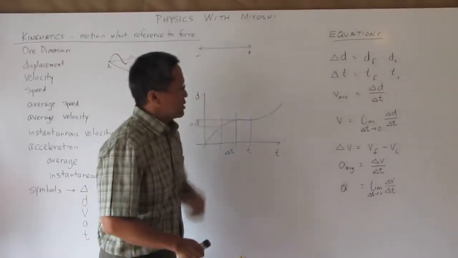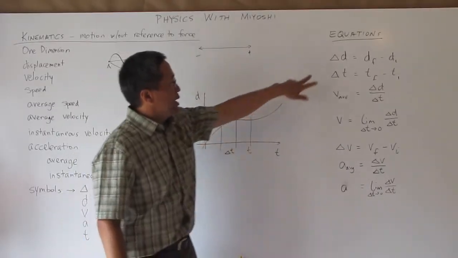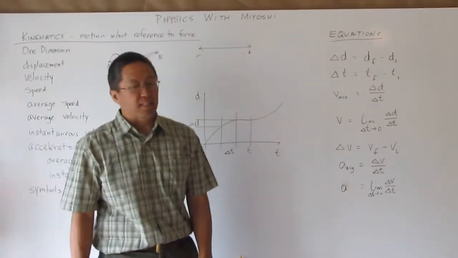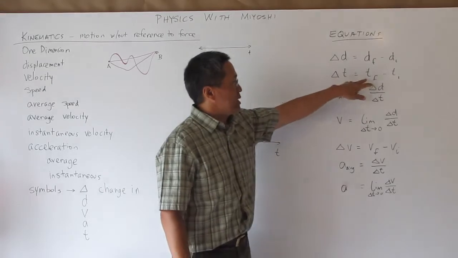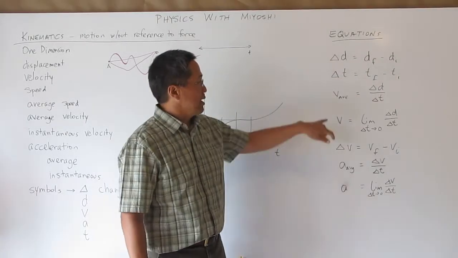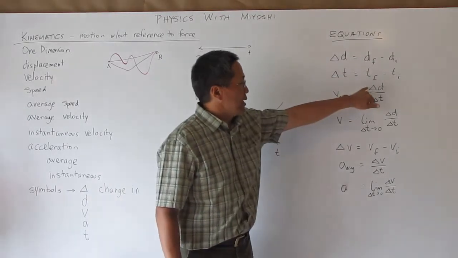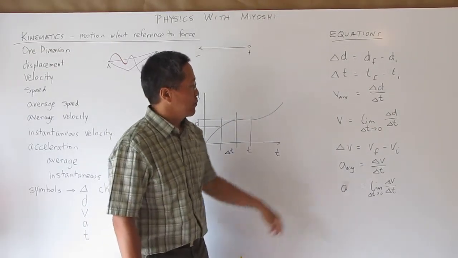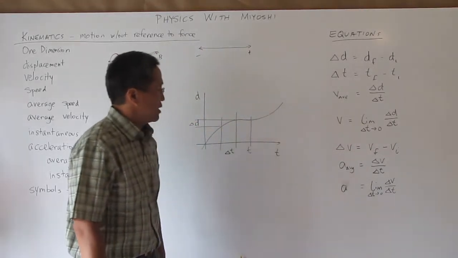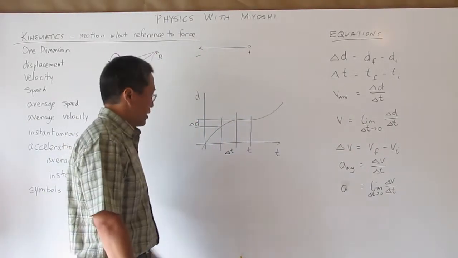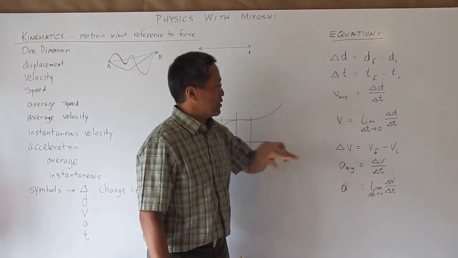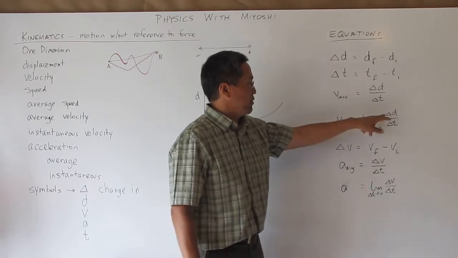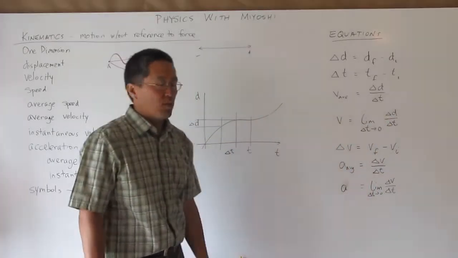Over here we have a few equations that we will be using. Our delta d is displacement final minus displacement initial. Delta t is time final minus time initial. Our average speed is delta d over delta t, or change in distance over change in time. And our instantaneous velocity, here's a little calculus for you, is the limit as delta t goes to 0 of delta d over delta t. Well, what does that mean?